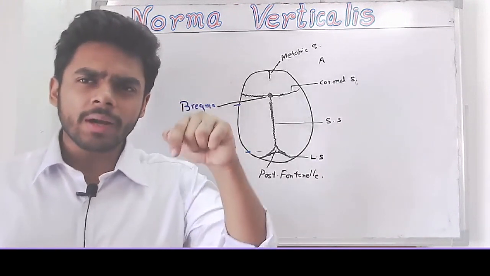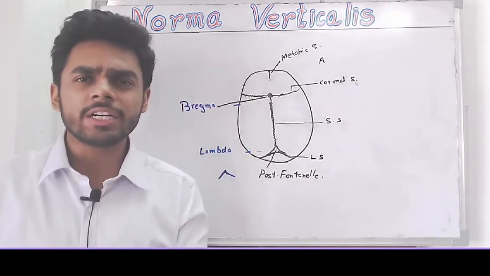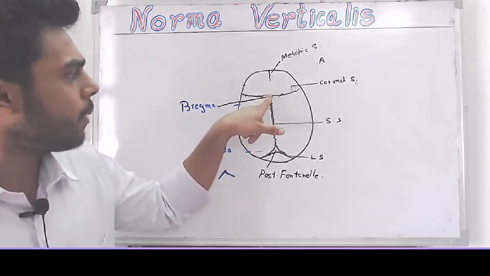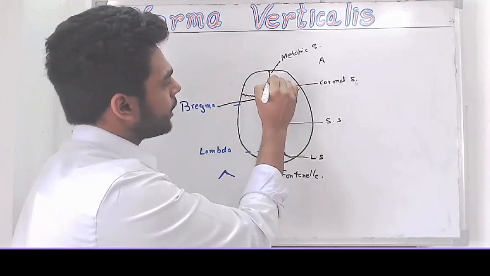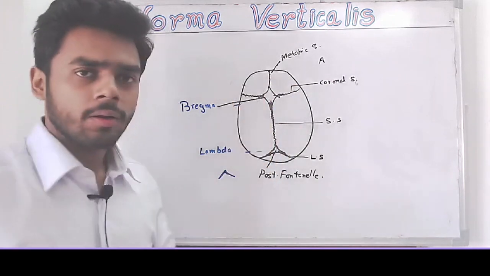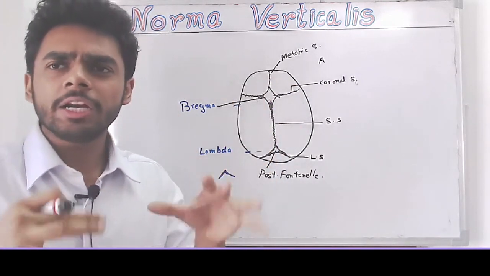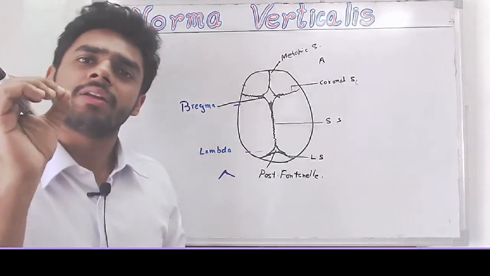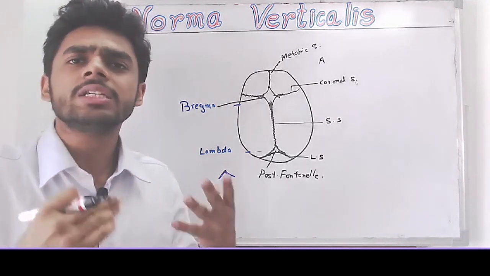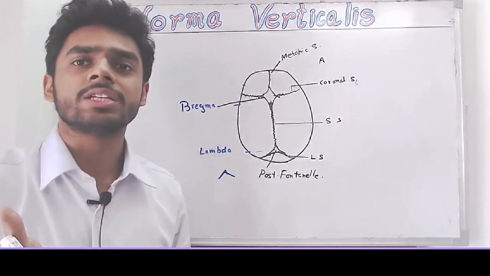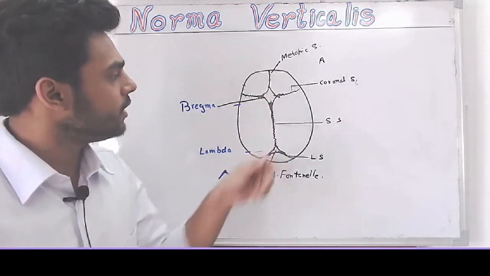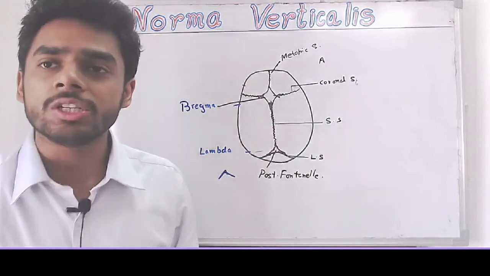Now, if you palpate the anterior fontanelle, this is the anterior fontanelle in the child, and you try to palpate this part above the skin and you find it bulging, that means there is raised intracranial pressure. What is intracranial pressure? The pressure inside the cranium is raised.